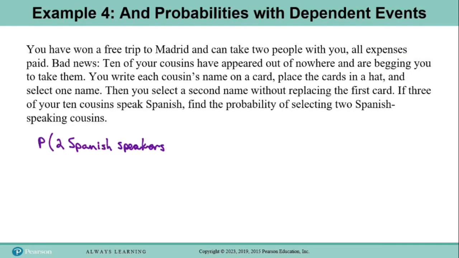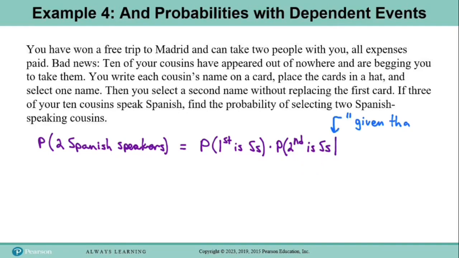So we will write the probability of drawing the names of 2 Spanish speakers is equal to the probability that the first name is a Spanish speaker times the probability that the second name is a Spanish speaker, given that the first one was a Spanish speaker. So remember, we use this vertical line to stand for the words "given that." All that really changes for our formula is that when we write down the second probability, we have to do it assuming that the first event took place.